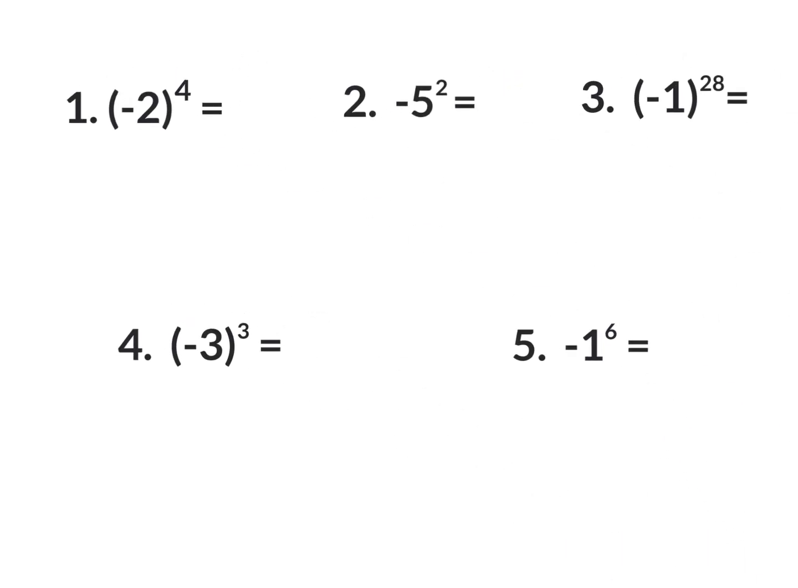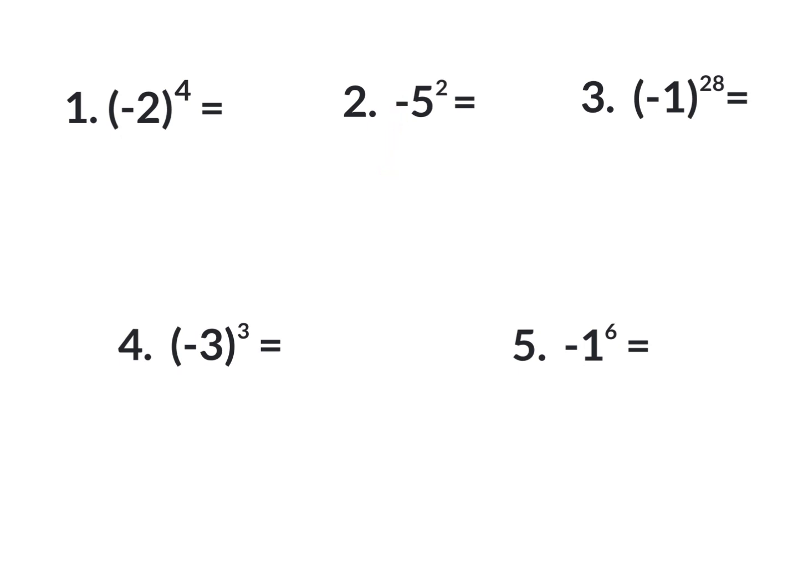Now, when we look at these, there's a big difference with parentheses. Parentheses matter, okay? The parentheses tell you that the base does include the negative sign. Over here, there are no parentheses, so this is telling us that the negative sign doesn't really belong to the 5. You need to do 5 squared first and then put a negative sign on your answer, okay?